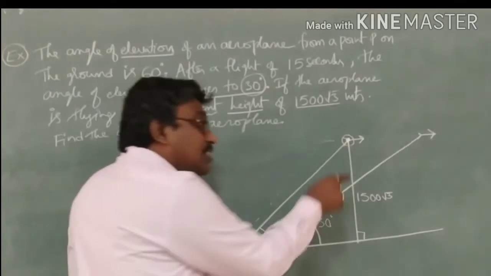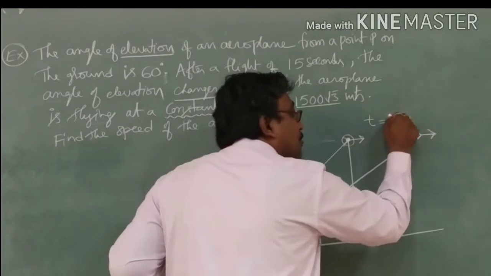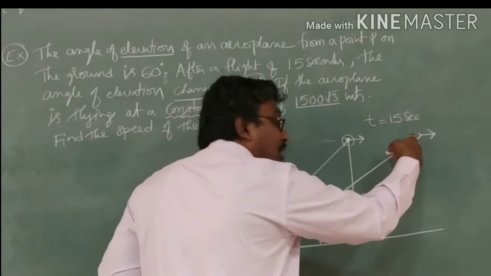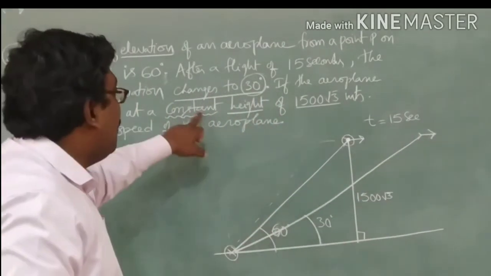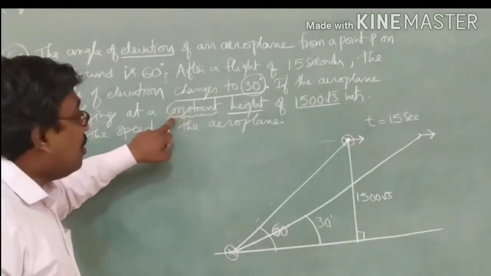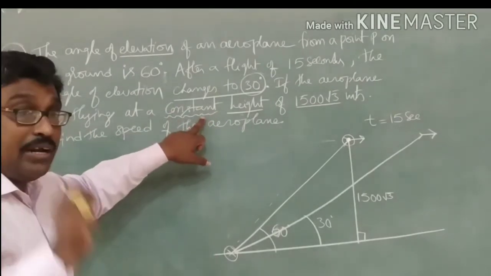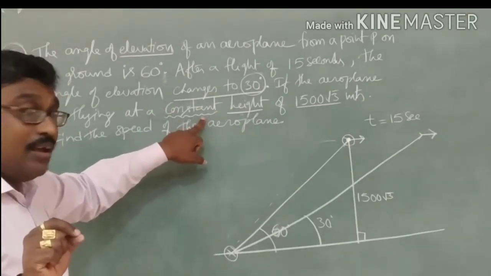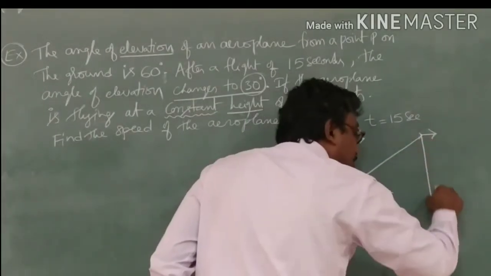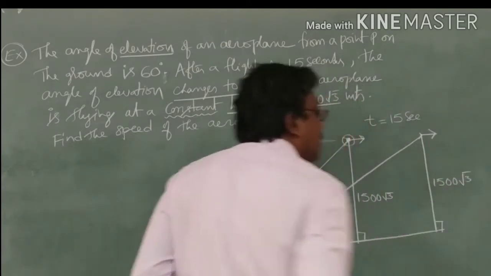That means first this is the position after 15 seconds. After how many time? 15 seconds. After 15 seconds also, what is the height? At what height is he flying? 1500 root 3 meters only. That is given by this word constant height. Okay, so that's why you should underline the important points in the question. Okay, then you won't deviate from the question. So here also it is. Okay, 1500 root 3 meters.